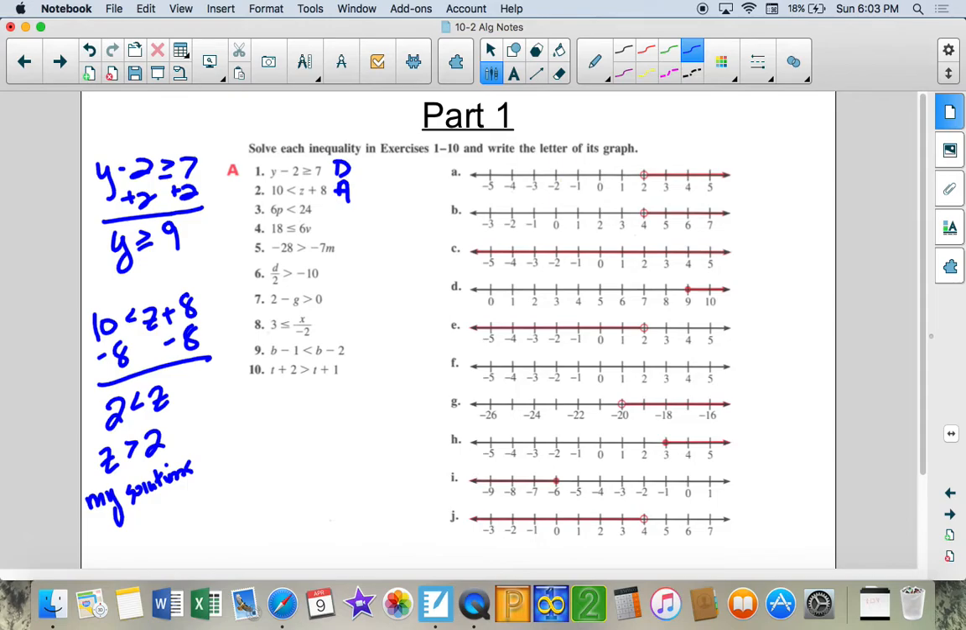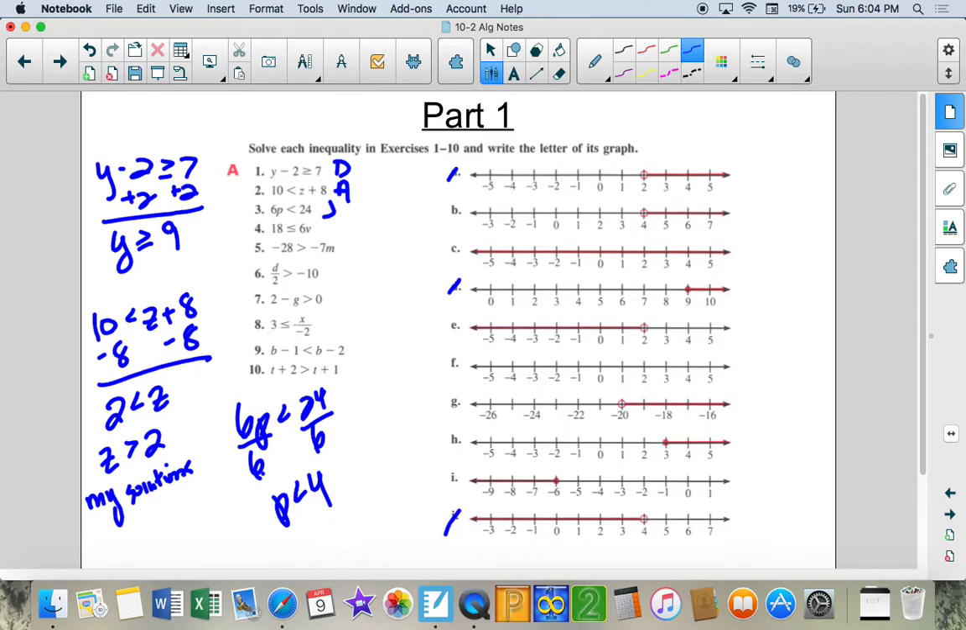And the next problem, we have multiplication. 6p is less than 24, so we're going to divide both sides by 6. We get p is less than 4. Open circle over 4 going to the left. So that's going to be J. So we've had A, we've had D, and we've had J.